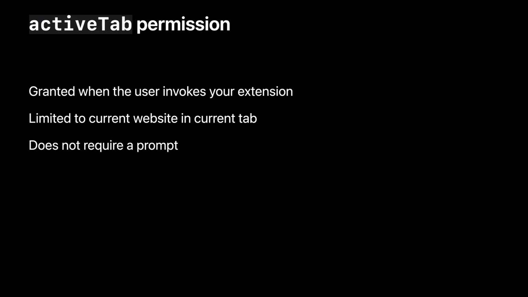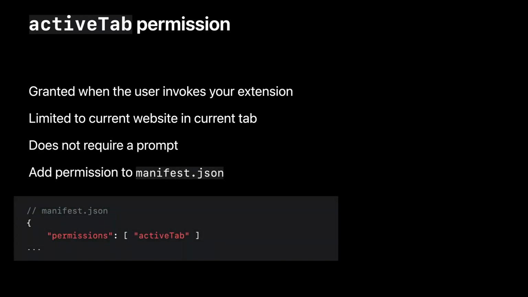When your extension requests the active tab permission, Safari will automatically grant your extension permission on tabs where the user explicitly uses your extension. And this permission will be limited to just the current website in just the current tab. So it'll be revoked if the user navigates that tab to a different website. Safari won't display a prompt when granting this permission, since there's no long-term commitment needed from the user. To adopt this feature, simply add active tab to the permission section of your manifest.